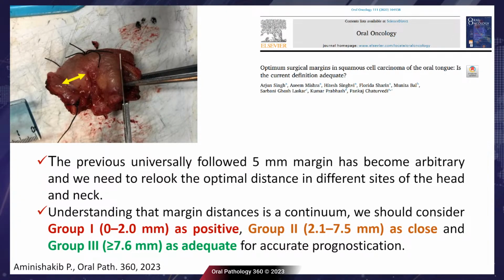Several studies have been published in recent years. For example, Dr. Singh and his colleagues published research about surgical margins, and they explained that a positive margin is a margin from 0 to 2.0 millimeters, a close margin is between 2.1 and 7.5 millimeters, and a free margin is more than 7.6 millimeters, and it could be a good prognostic marker for involved or free surgical margins.